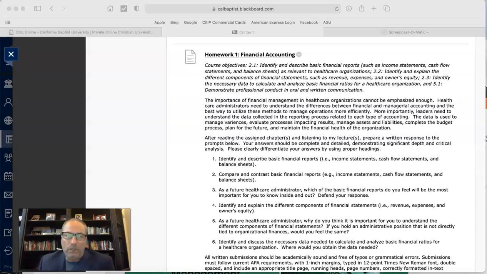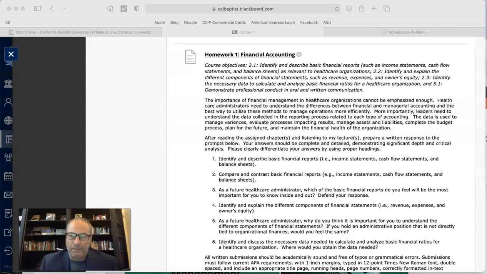So this week we are going to describe our basic financial reports, our income statements, cash flow statements, and balance sheets. And we're also going to explain the different components of these financial statements, such as revenue, expense, and owner's equity. And then from that, you'll have the necessary data that you can analyze your basic financial ratios that you will need to know how to do in a healthcare organization.